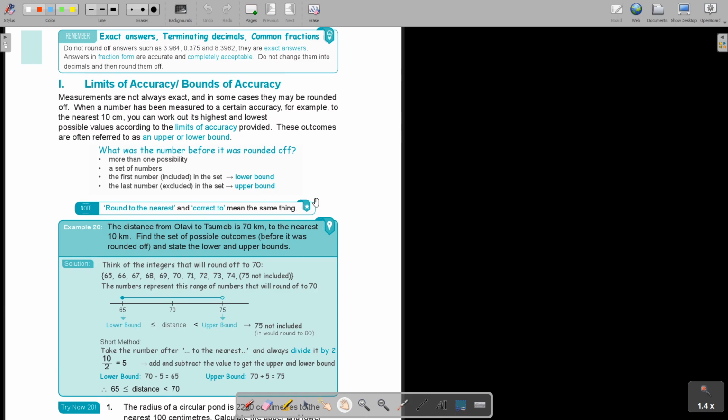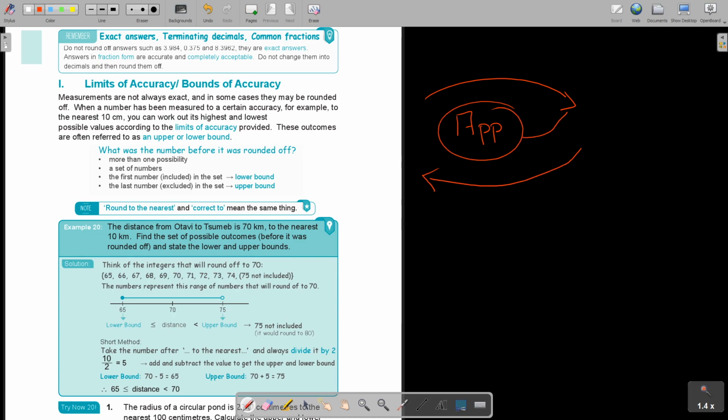Okay. Now limits of accuracy was actually, and I'm just going to explain it here, I approximated something. Okay. I did approximation. And now, limits of accuracy want to tell me, before I did that approximation, what was the answer? Now, it's a nice one to just go through this one. The distance from Otavi to Shumak is 70 kilometers, but that's to the nearest 10 kilometers. Find the set of possible outcomes before it was rounded off and state the lower and the upper bounds.